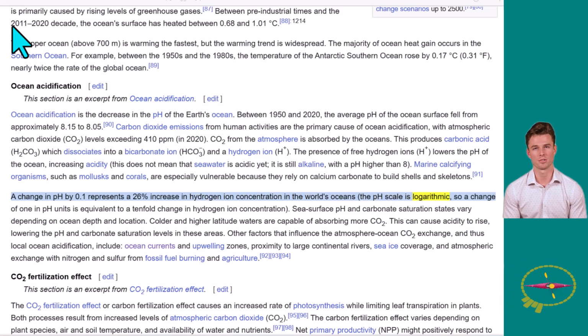The pH scale is logarithmic, so a change of 1 in pH units is equivalent to a tenfold change in hydrogen ion concentration. Sea surface pH and carbonate saturation states vary depending on ocean depth and location. Colder and higher latitude waters are capable of absorbing more CO2. This can cause acidity to rise, lowering the pH and carbonate saturation levels in these areas. Other factors that influence the atmosphere-ocean CO2 exchange, and thus local ocean acidification, include ocean currents and upwelling zones, proximity to large continental rivers, sea ice coverage, and atmospheric exchange with nitrogen and sulfur from fossil fuel burning and agriculture.